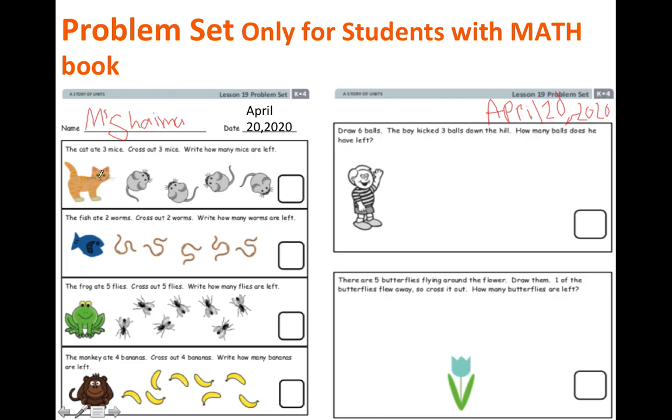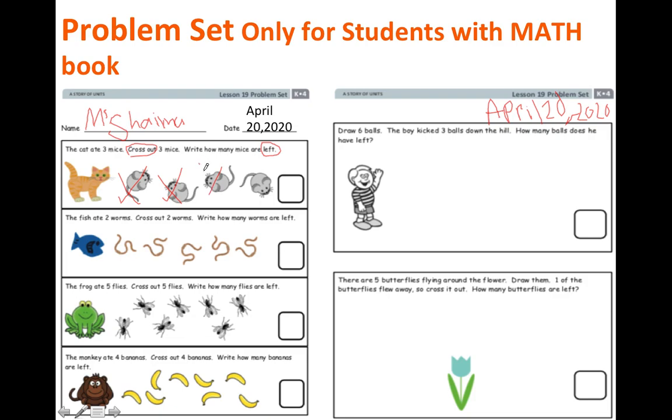So let's read this question together. The cat ate 3 mice. Cross out 3 mice and write how many mice are left. Remember, the keyword is left. Then cross out. Look for the keyword. It says cross out. So we're going to cross out 3 mice.